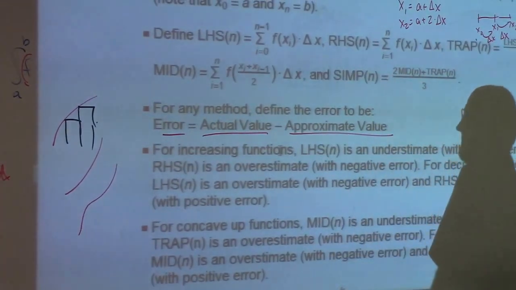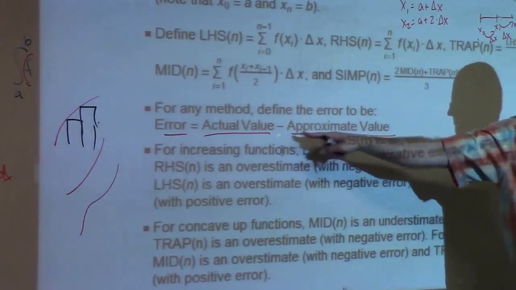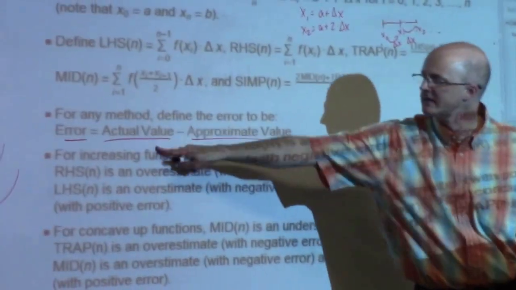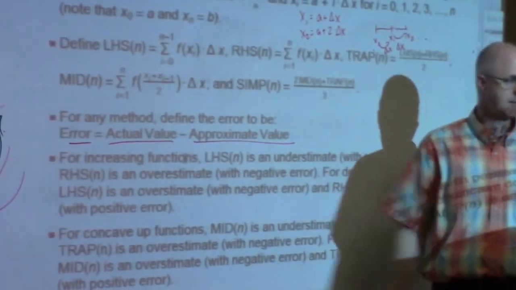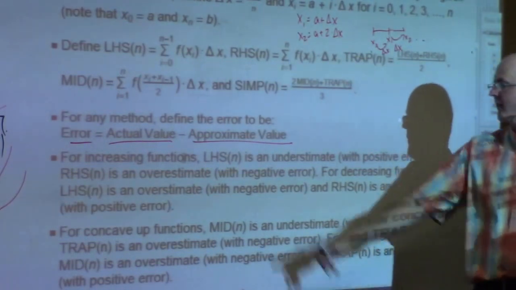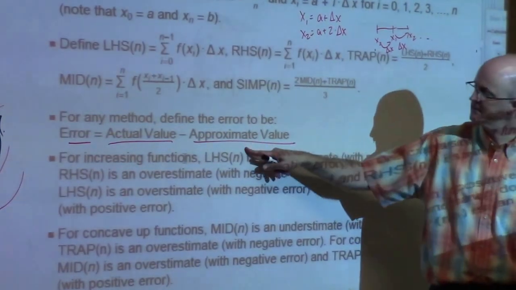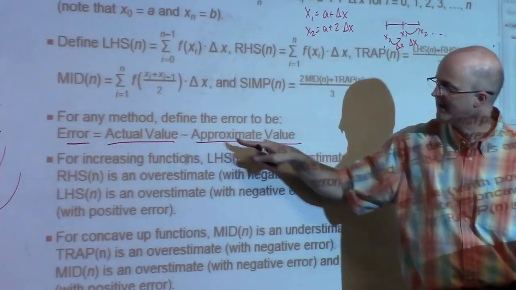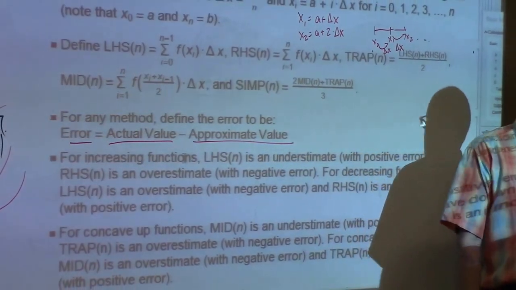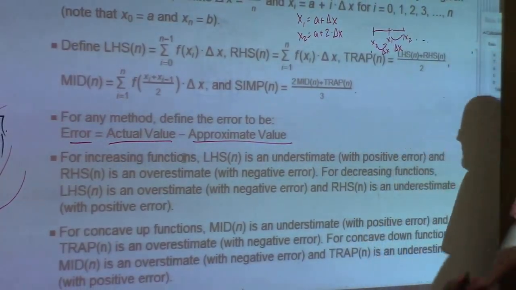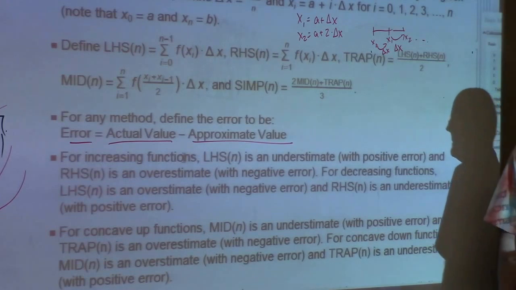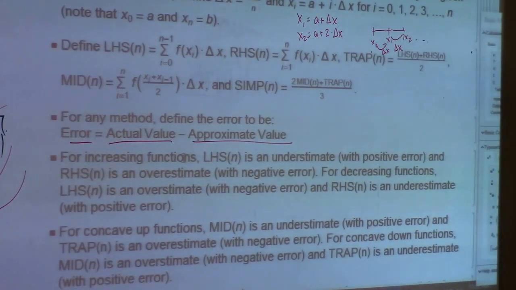That's a little confusing. The reason is because of the order of this. If the approximate is too small, this number is bigger than that, so the difference is going to be positive. Overestimates have negative errors. If the approximation is too big, this number minus that number will be negative. So it's a little funny that way, but it's something you should be able to deal with.